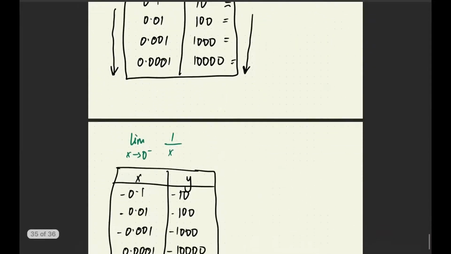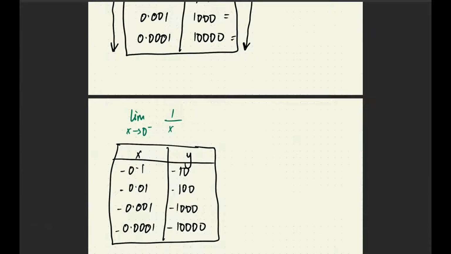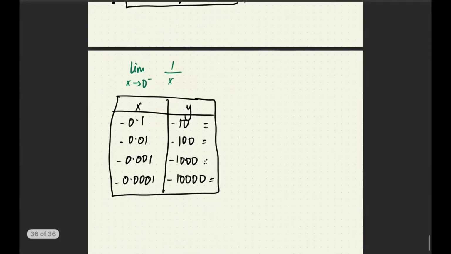So now let's use the same example but approach 0 from the left-hand side. So as we're approaching 0 from the left-hand side, that means that our x values are going to be slightly less than 0. So when x is minus 0.1, y is minus 10. When x is a lot closer to 0, y is minus 100. Then when x is minus 0.001, y is minus 1000. And when x is minus 0.0001, y is equal to minus 10,000. So in this case, as we are approaching 0 from the left-hand side, the y values again are not tending to approach any particular number, but rather the y values are getting bigger and bigger in the negative direction. So in reality, the y values are getting smaller and smaller, right?